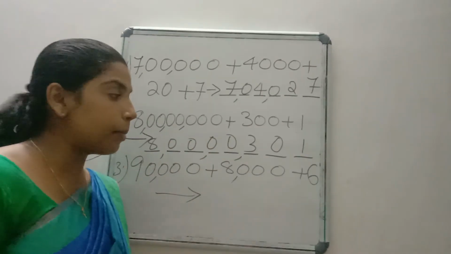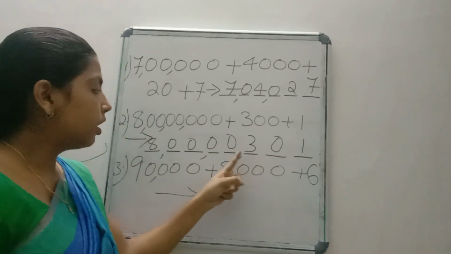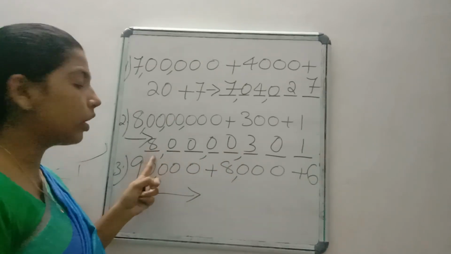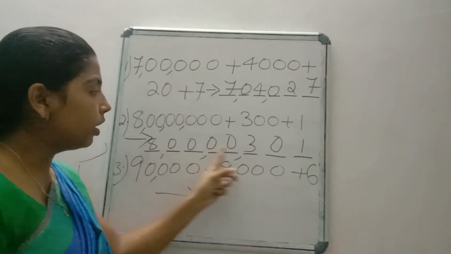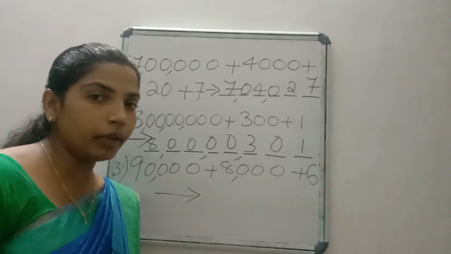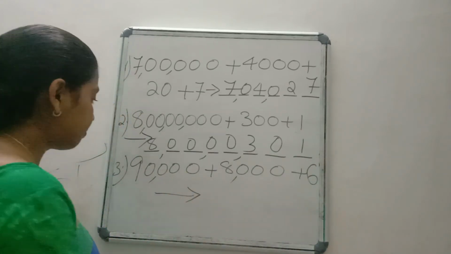How can you read this number? Ones, tens, hundreds, thousands, ten thousands, lakh, ten lakh, crore. And the number is 8 crore 301. Okay, let us do one more question.